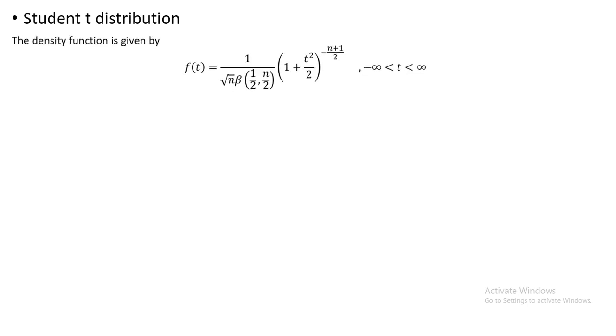Another distribution function is the student t distribution. It is a very important distribution in the course of statistics. The density function is given by f(t) equal to 1 by root n beta of (1/2, n/2) into (1 plus t square by n) to the power minus (n plus 1) by 2, where t is between minus infinity and infinity.